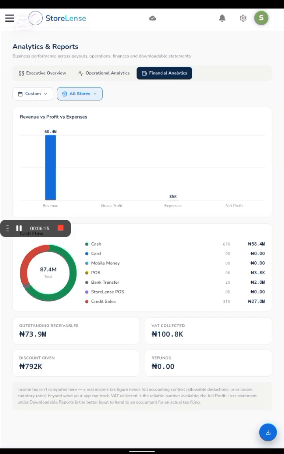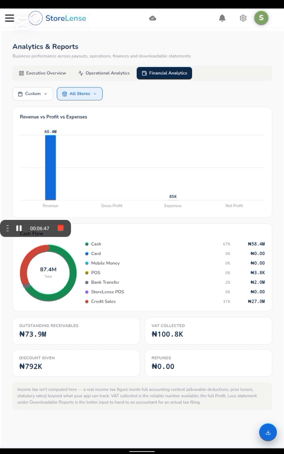So this is where you will now be seeing the revenue versus profit versus expenses. Our revenue is just all together what we've generated. The profit is the gain from what we've generated. Then the expenses are what is leaving the business.